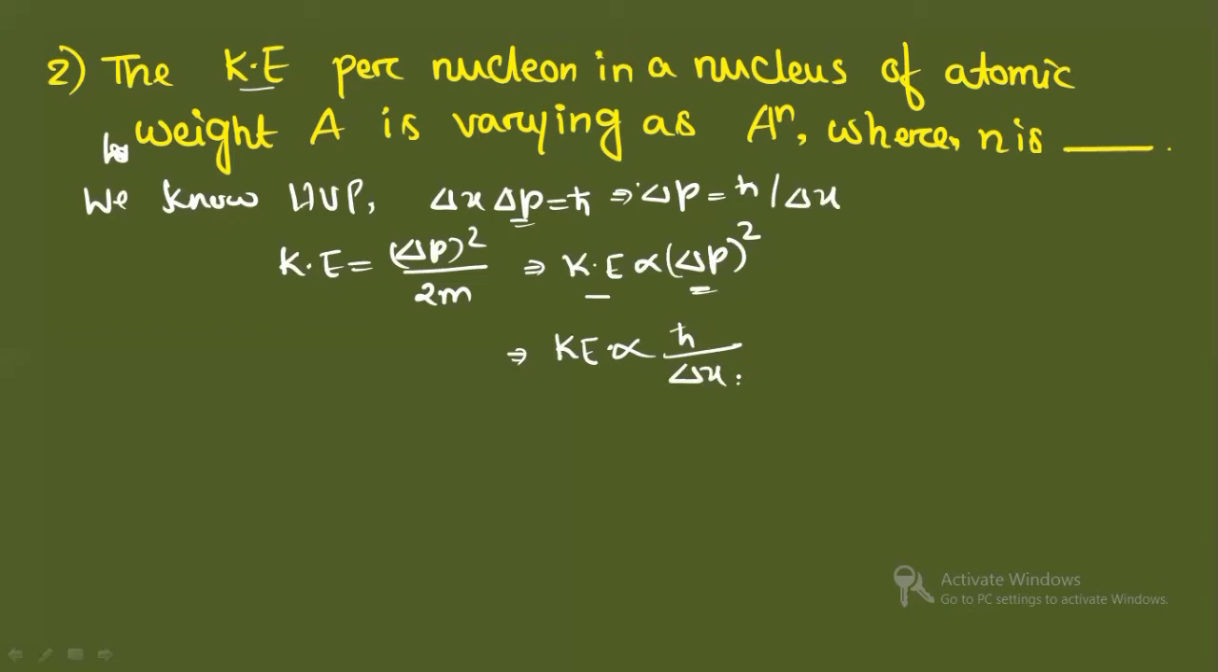Here also, the nucleon can move a maximum distance of twice r because it is inside the nucleus, and if you consider the radius to be r. Since I'm using the proportionality symbol and 2 is a constant, I'm ignoring it, because we need to find only the value of n. So kinetic energy is proportional to h cut by r, and this will be a whole square because it is delta p square.